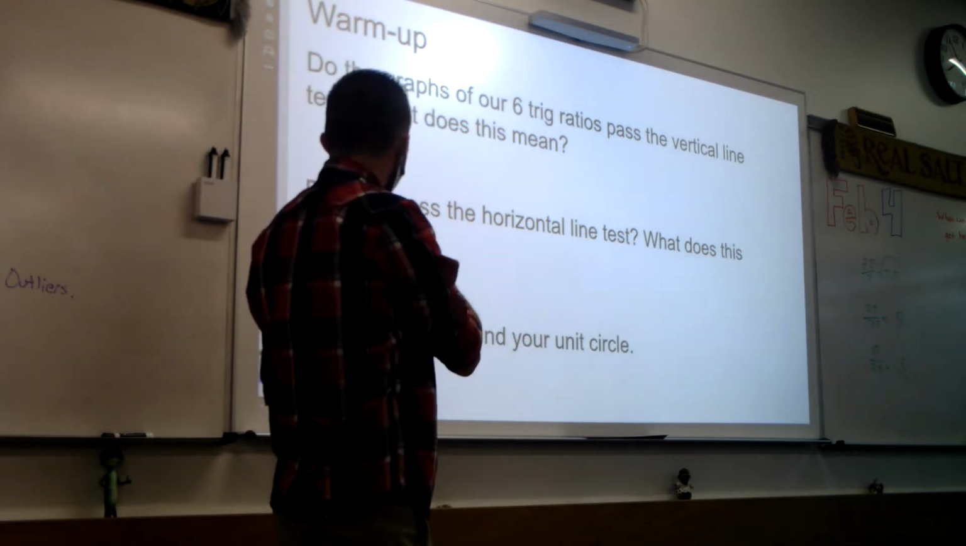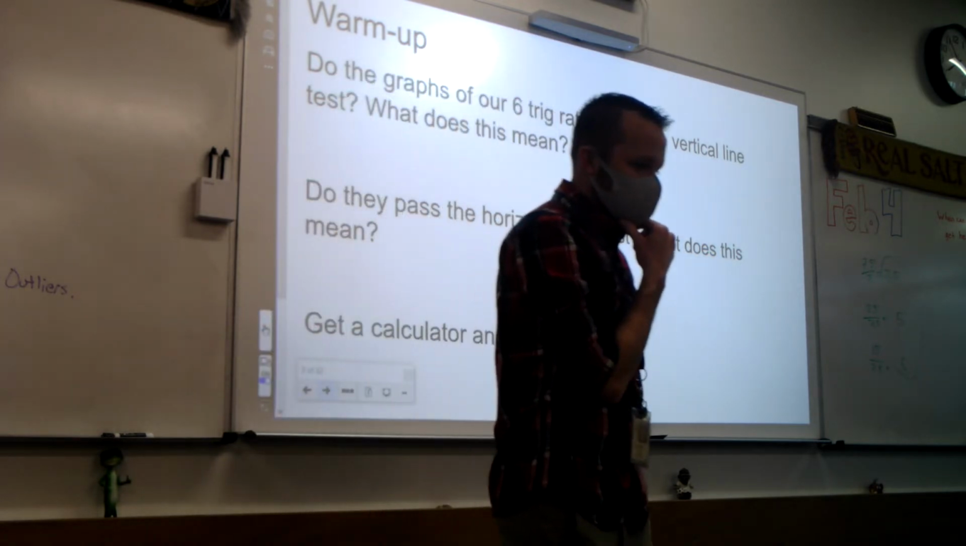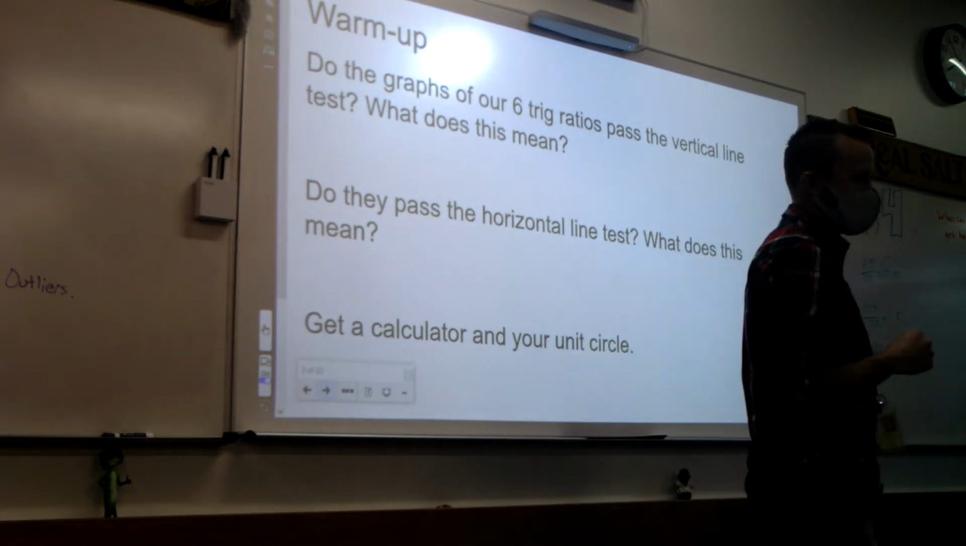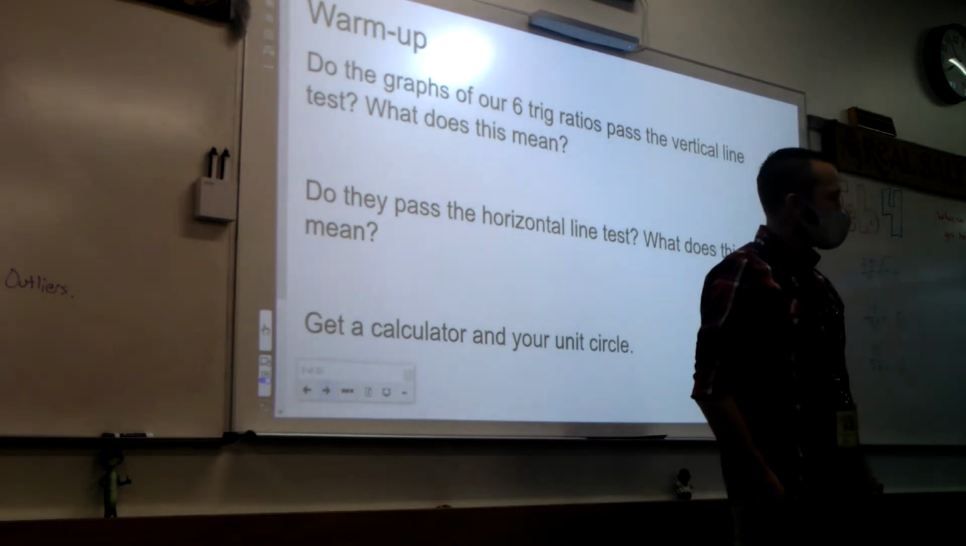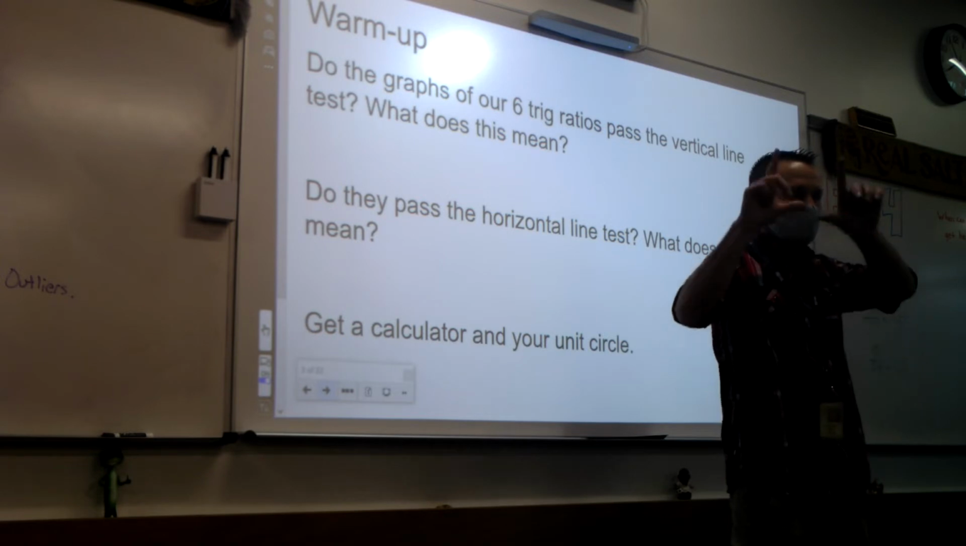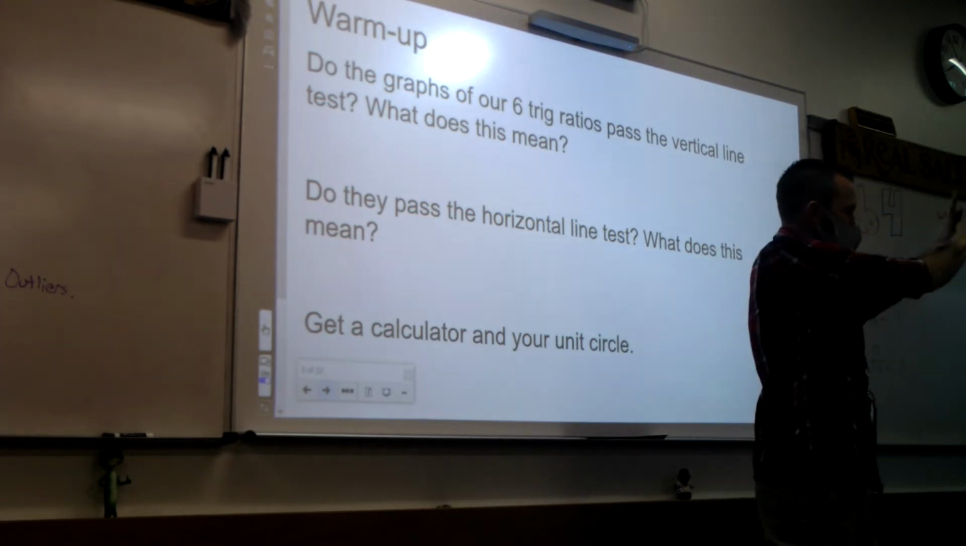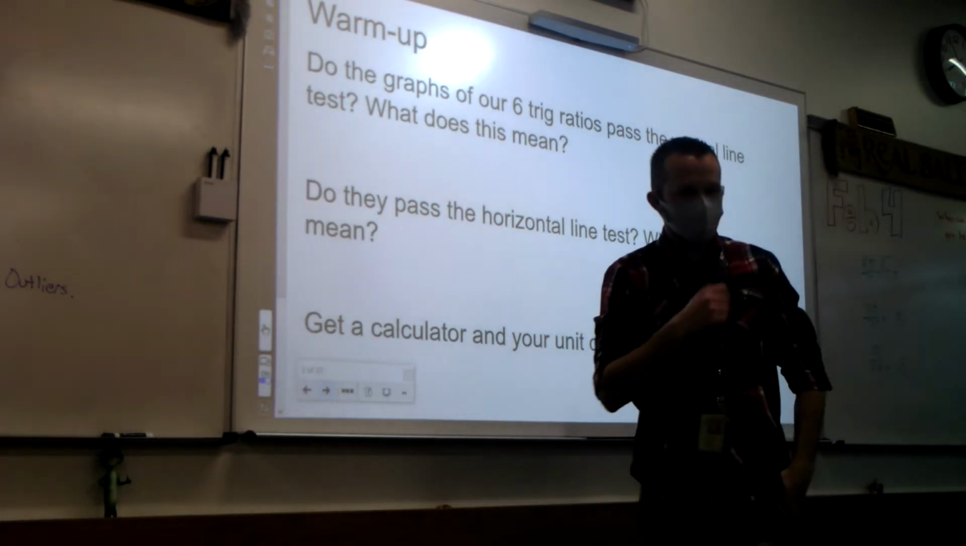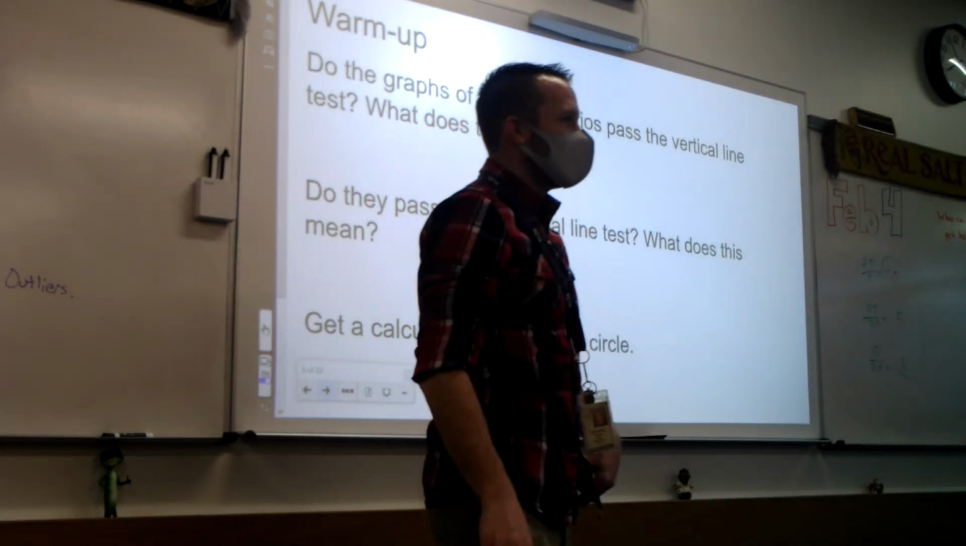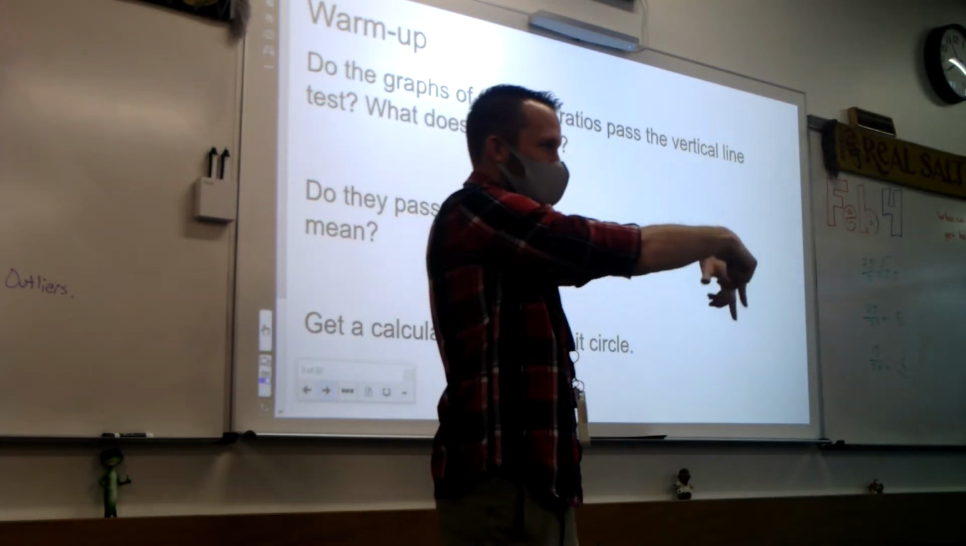Let's try this for a second. Show me secant and cosecant with your hands. What does that one look like? Remember? Secant, cosecant. We had a u, and then flipped u, and then u, flipped u, right? We just put them on the peaks and valleys of sine and cosine. Is this a function? Does it pass the vertical line test?